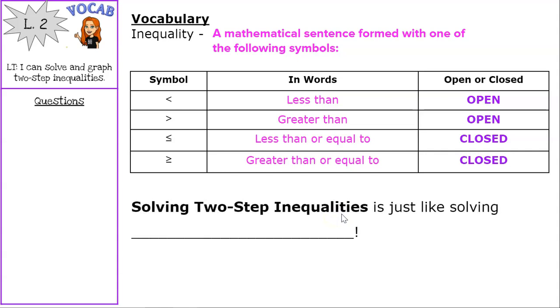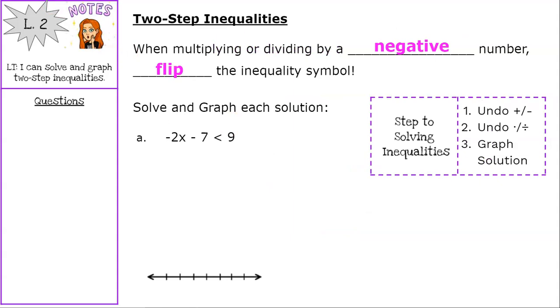And then solving two-step inequalities is just like solving two-step equations. We're going to jump right into some examples here. Two-step inequalities. So reminder, when multiplying or dividing by a negative number, we have to flip the inequality symbol. So we've got to keep that in the back of our brain. And that is going to be something that we're going to have to check when we're on step 2. Not step 1, but step 2.